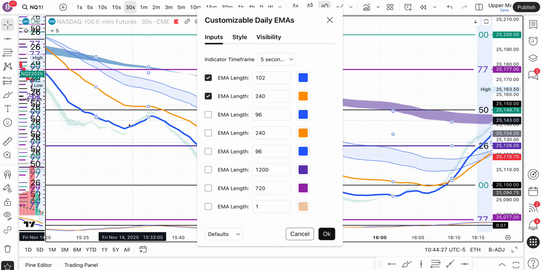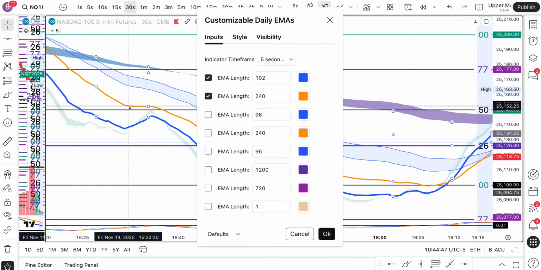Right now I've got this set at 8.5. My apologies to my students who see me changing this from time to time, but I'm constantly tweaking things. So right now I'm using 8.5. I've got 12 5 second periods in a 1 minute candle, right? So 12 times 8.5 is 102.